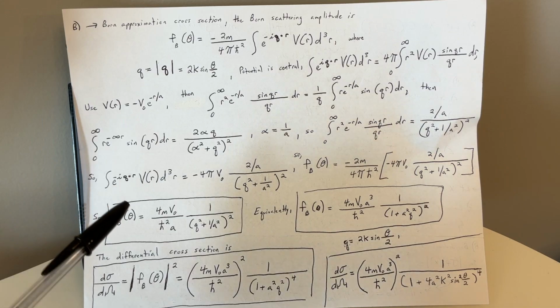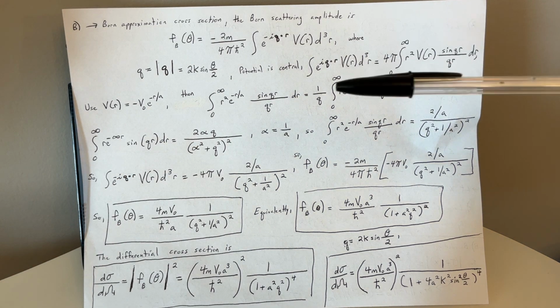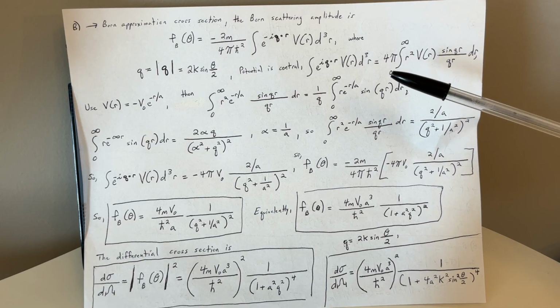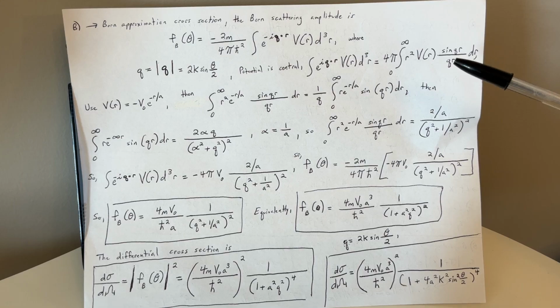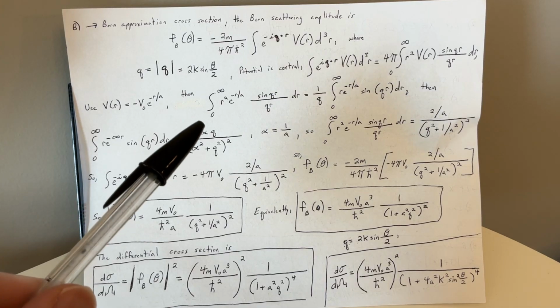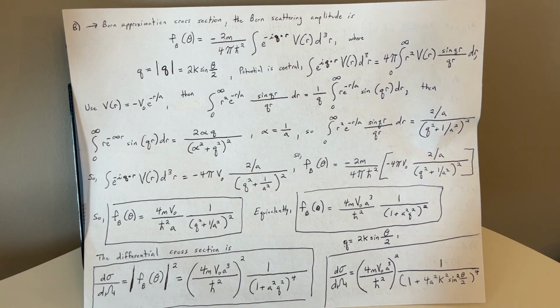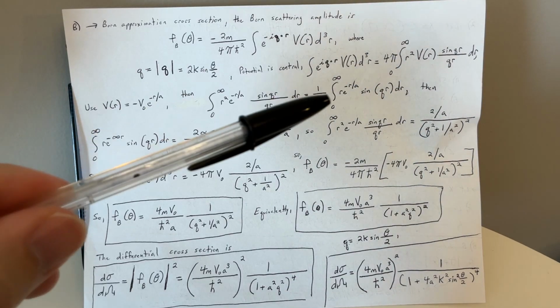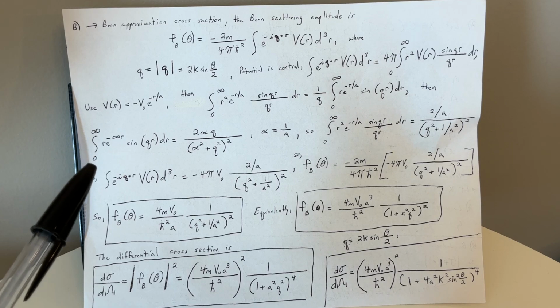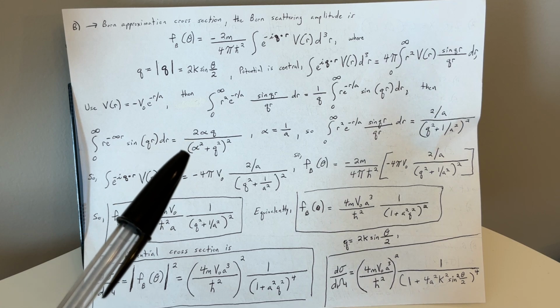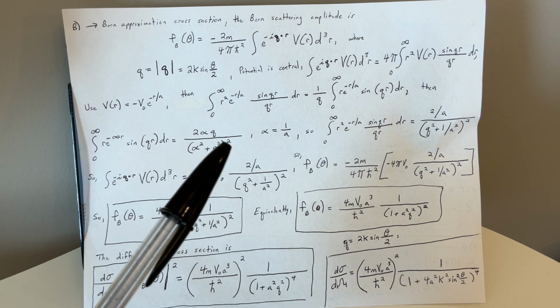sine of theta over 2. Our potential is central, so the integral of e to the i q dotted with r, V of r, d cubed r, is going to equal 4 pi times the integral from 0 to infinity of r squared V of r sine qr over qr dr. So we're going to use V of r equals negative V naught e to the negative r over a, and then integrating from 0 to infinity r squared e to the negative r over a sine qr over qr dr equals 1 over q times the integral from 0 to infinity of r e to the negative r over a sine of qr dr. Then the integral from 0 to infinity of r e to the negative alpha r sine of qr dr is equal to 2 alpha q over the quantity alpha squared plus q squared, quantity squared.